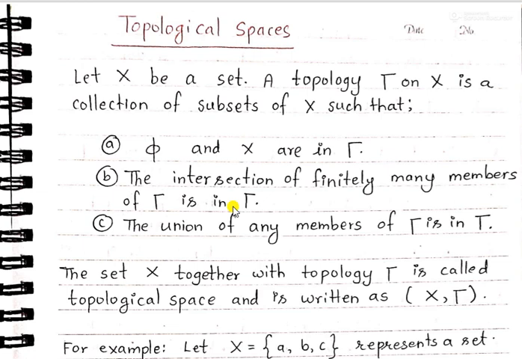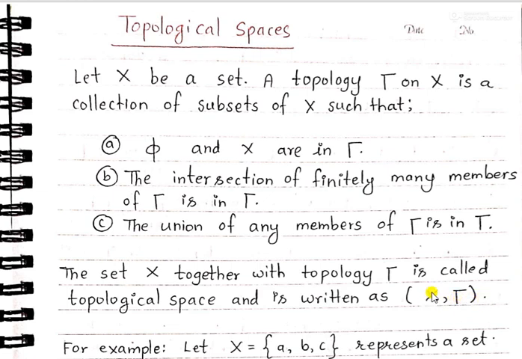Another criterion is that the union of any members of tau is in tau. We are taking the union of the sets, and such a union will also fall in that topology, tau. So the set X together with the topology tau is called a topological space, and it is written simply as (X, tau), or sometimes, for simplicity, we just say X is the topological space. Here X means the set, and tau is the sub-collection that we make from X, which is called the topology.